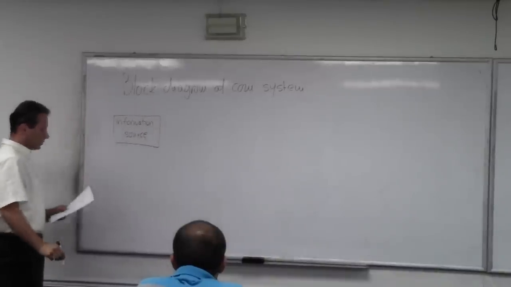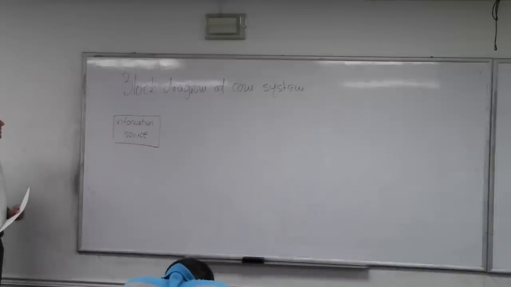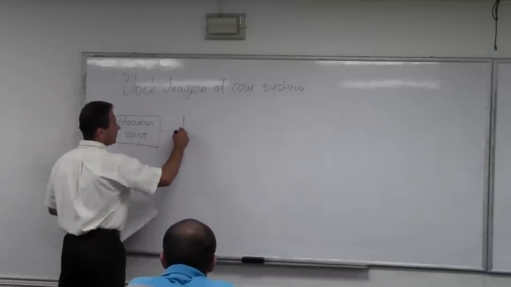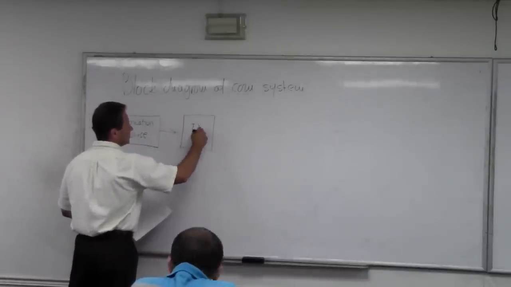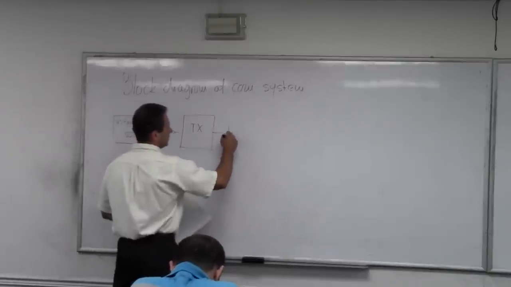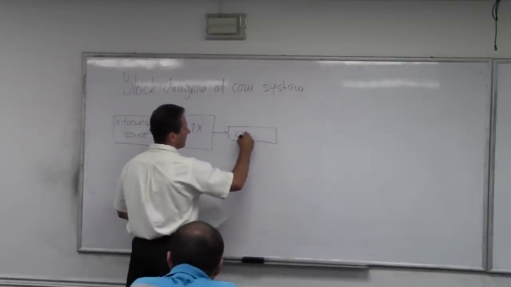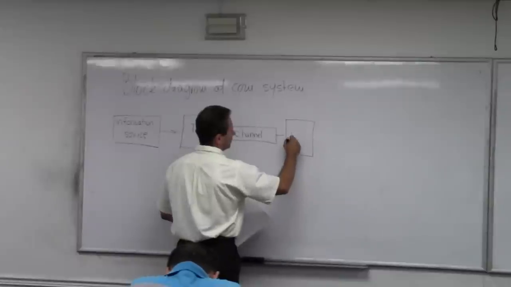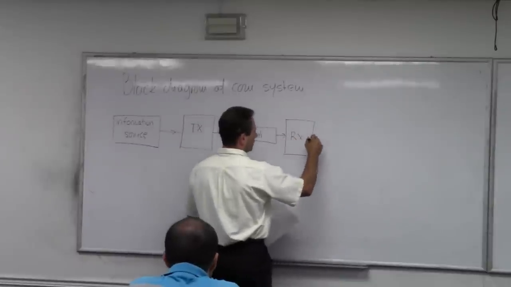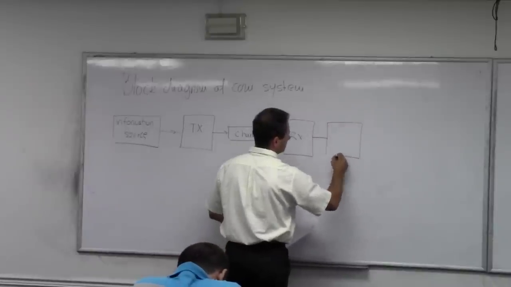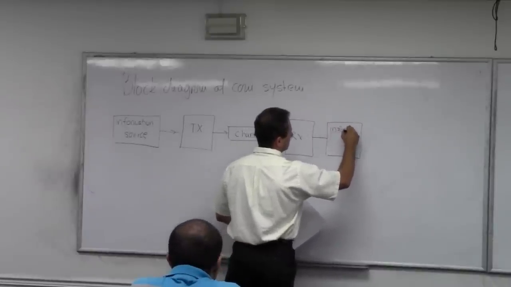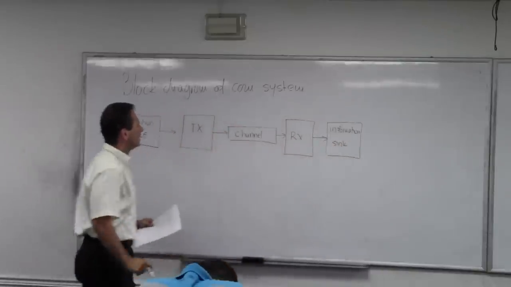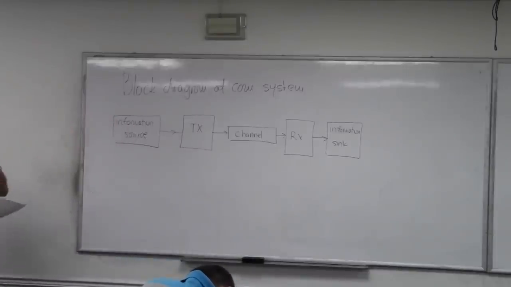So usually you would have some sort of information source. This is the entity that generates information. Good example would be me talking here. And then you have the next block, which is transmitter. Then we have something that we call communication channel. We have what we call receiver here. And then we have information sink. Okay, so that's a block diagram of a general communication system.